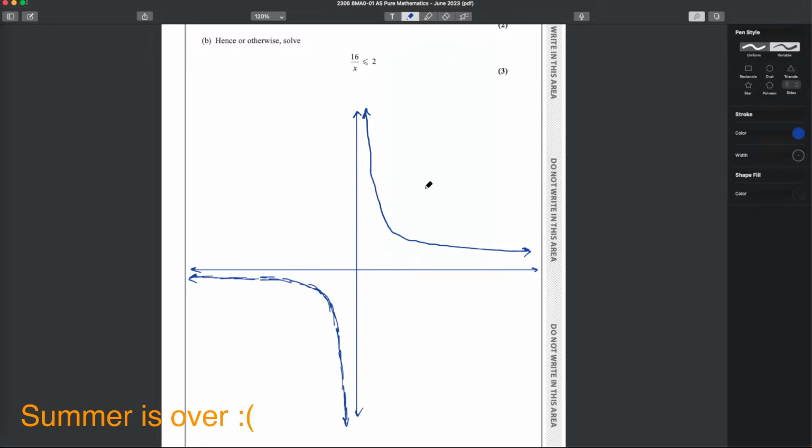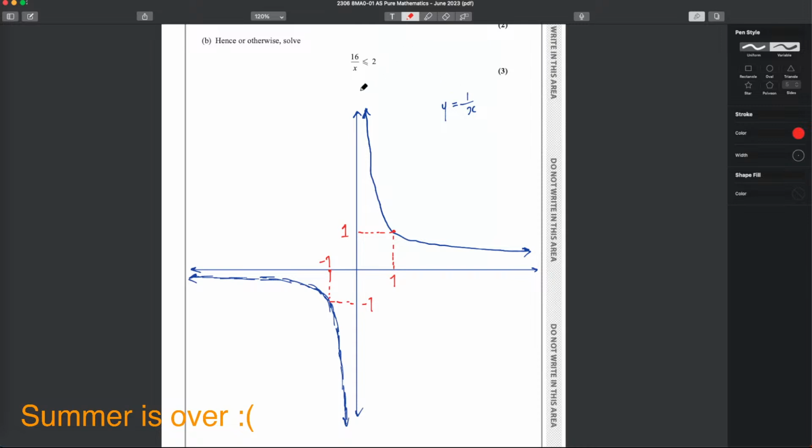But yeah. Okay, so let's say we're doing 1 over x. Then we have a point at (1, 1), right? When x equals 1, y equals 1. And when x equals negative 1, y equals negative 1.